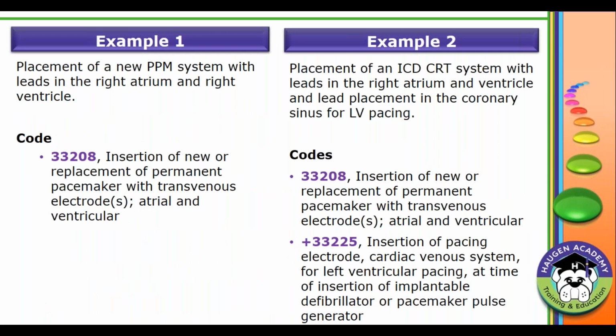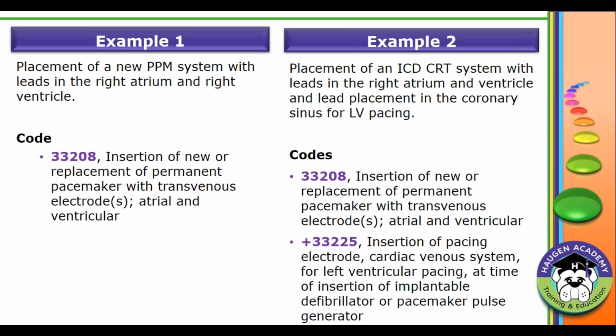So let's look at a couple of examples. In example 1, we have placement of a new PPM system with leads in the right atrium and right ventricle. And this codes to 33208. A dual chamber device, and we've got leads in the atrium and ventricle. The other thing I'll tell you about these CPT codes, make sure you read the entire code description, because I don't know that if I had written them, I would have written the descriptions the way that they are. Sometimes it sounds like it's a generator placement, and so you don't finish reading the code description, and then at the very end it talks about leads. So make sure you read the entire code description and that it applies to the case that you're doing.